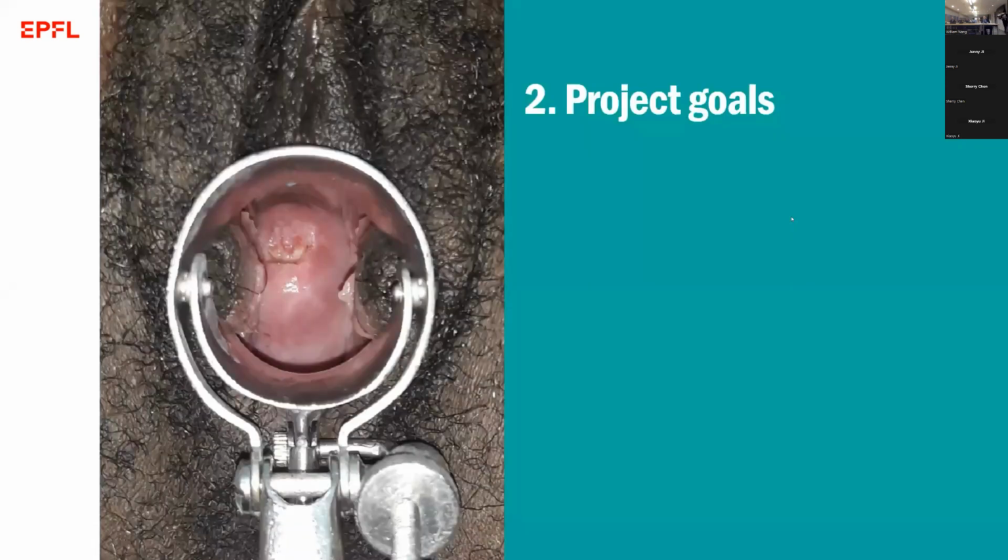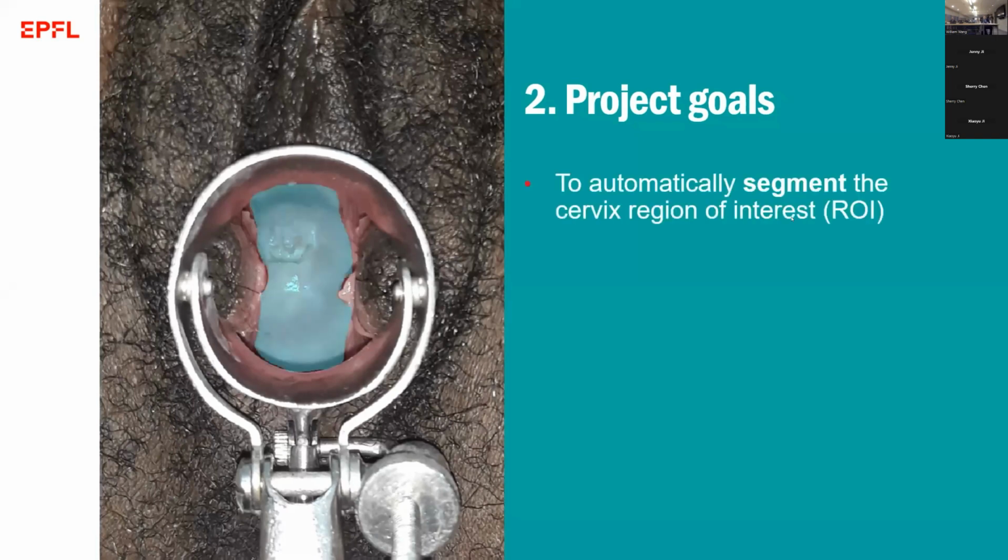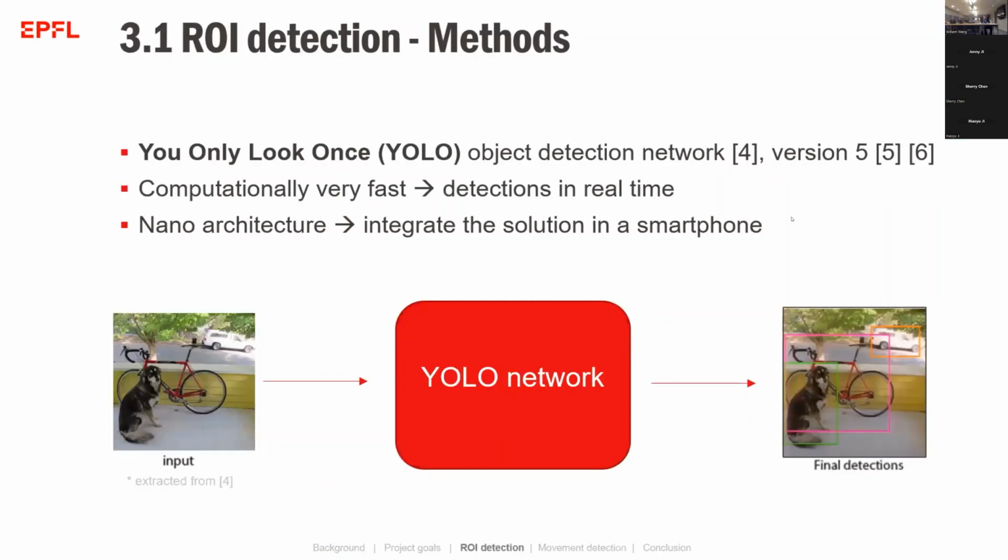So the two main goals of my research were to automatically segment the region of interest and then detect the videos with a strong movement. For the first part, the region of interest detection, I use the You Only Look Once network. It's an object detection network that works in real time, so it's computationally very fast. And we use the nano architecture, which enables us to put the solution in a smartphone.